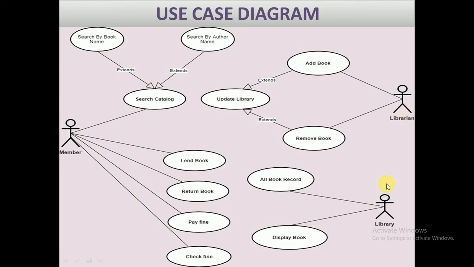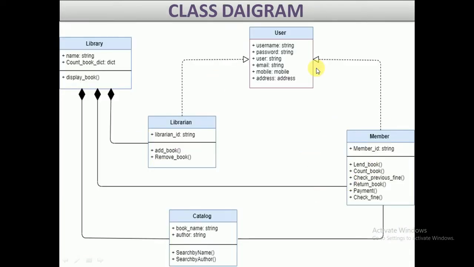The librarian depends on the library because without the library he cannot update records. Now let's understand the class relationships to make the program easier. This is our class diagram.